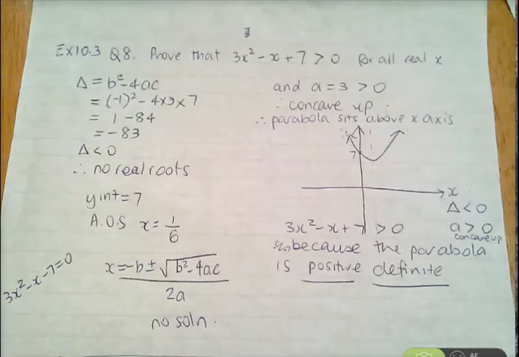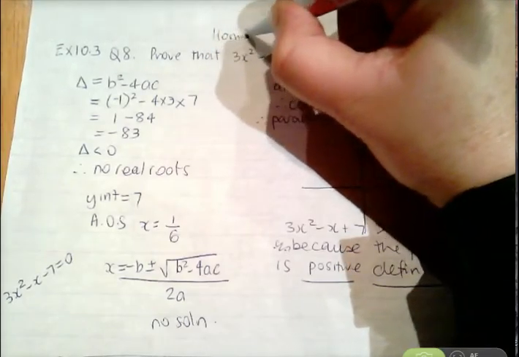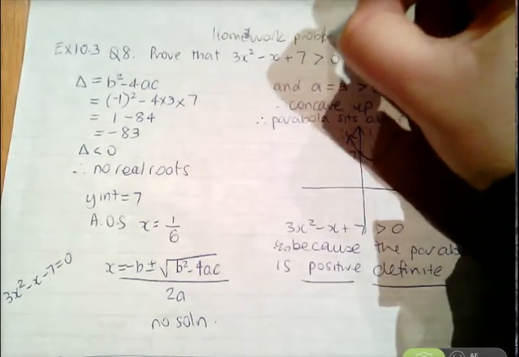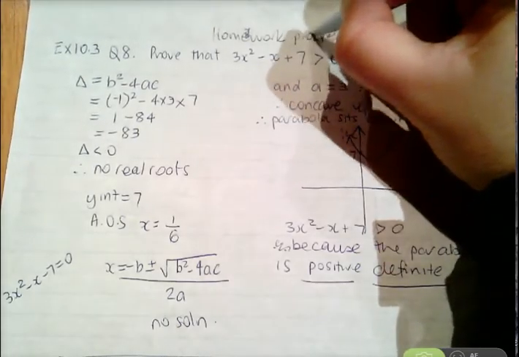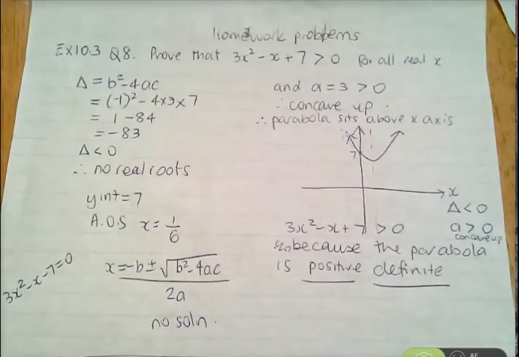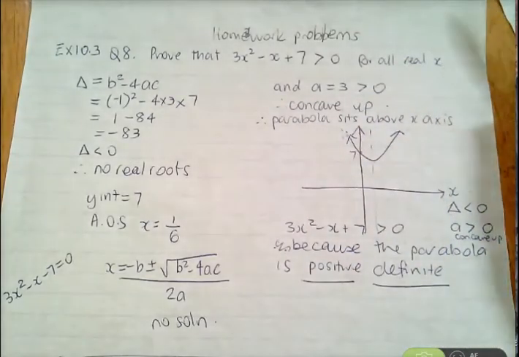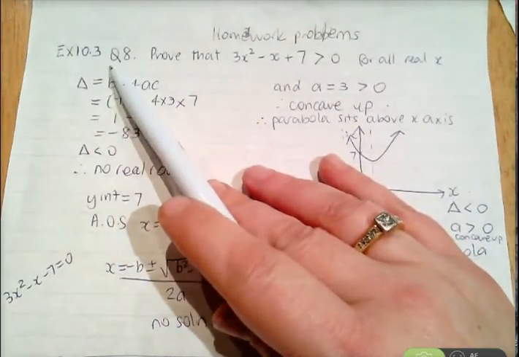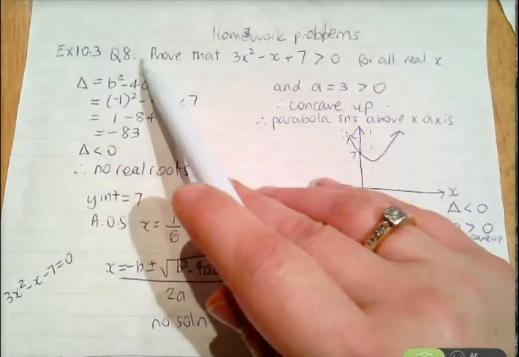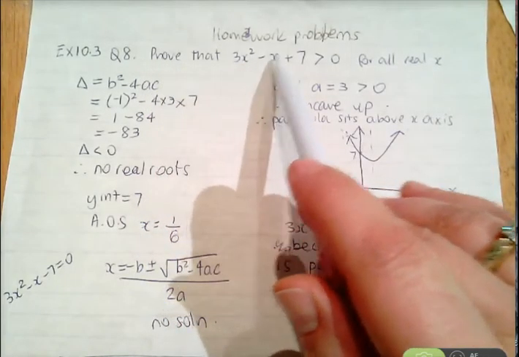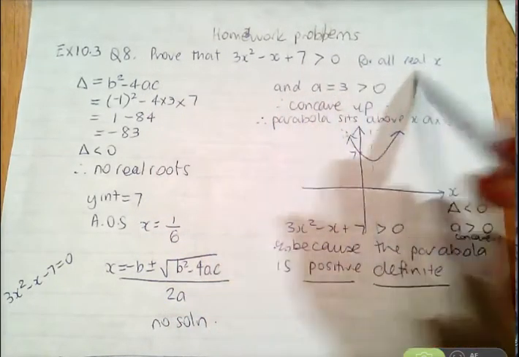Of this video are homework problems from the lesson on Thursday, the 15th. I think it's the 15th today, or the 16th, I don't know. But it's homework problems from exercise 10.3, okay? Now, the first question that was asked in class today in exercise 10.3 was question 8. And the question was to prove that 3x squared minus x plus 7 is greater than 0 for all real x.